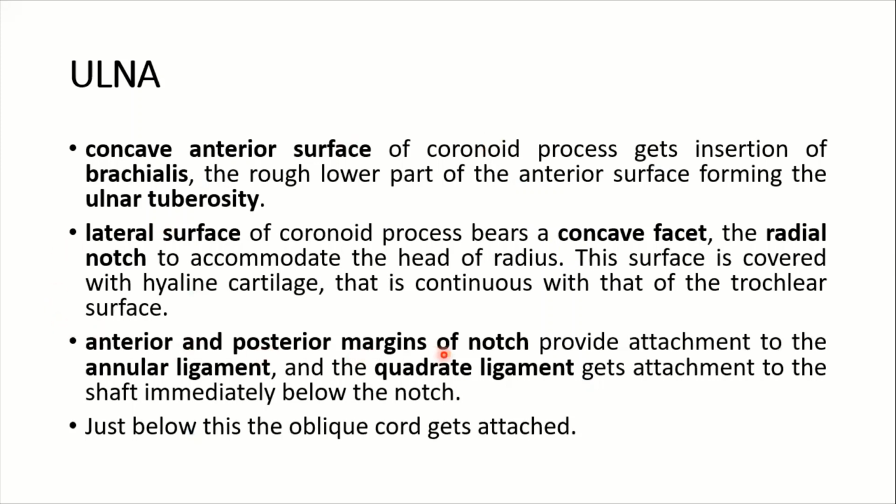The anterior and posterior margins of the radial notch provide attachment to the annular ligament, and the quadrate ligament gets attachment to the shaft immediately below the notch. Just below this, the oblique cord gets attached.